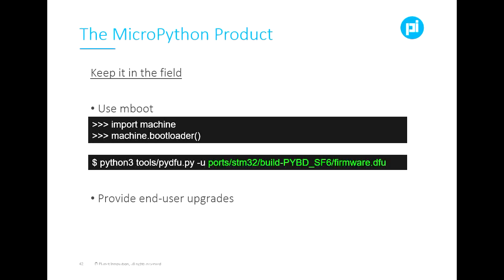And then once it is in the field, those same files can be upgraded in the field via a built-in mboot bootloader, assuming that you've used that as well. So that gives you that functionality that, traditionally in embedded development, writing and maintaining a bootloader in the field is fraught with danger. But thankfully with MicroPython, we get a fantastic one for free. So we should use it.